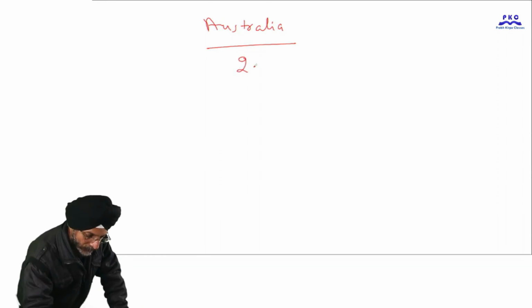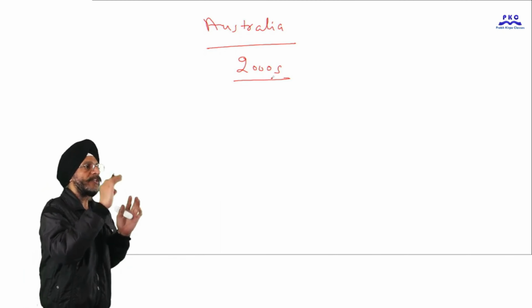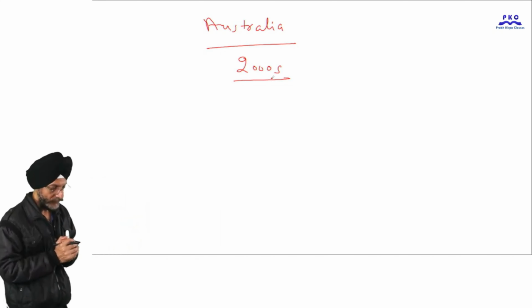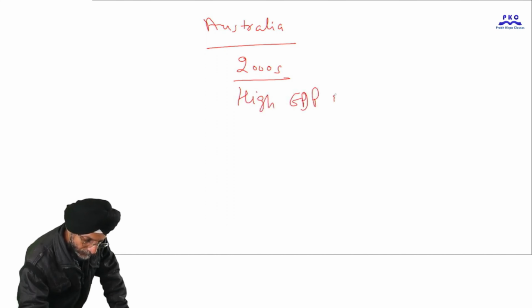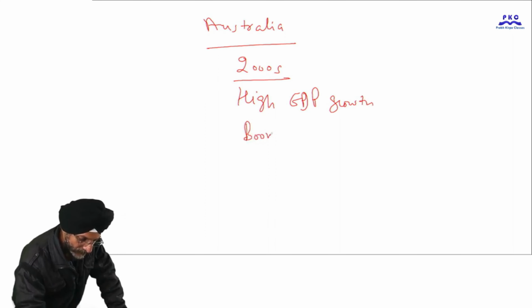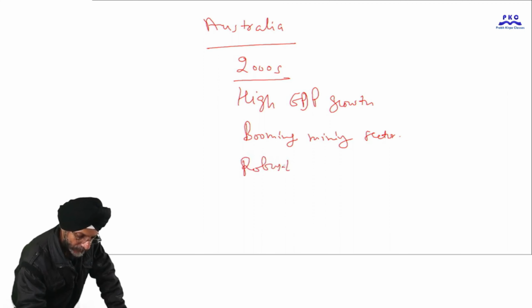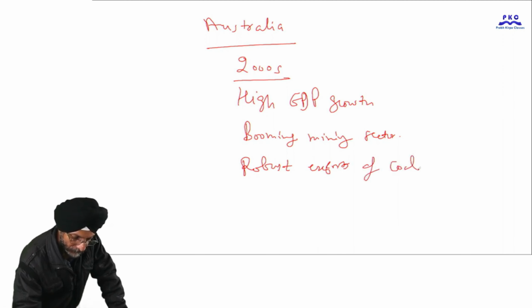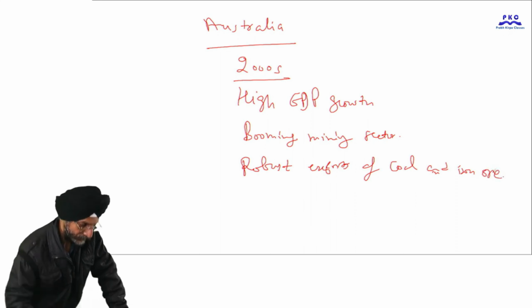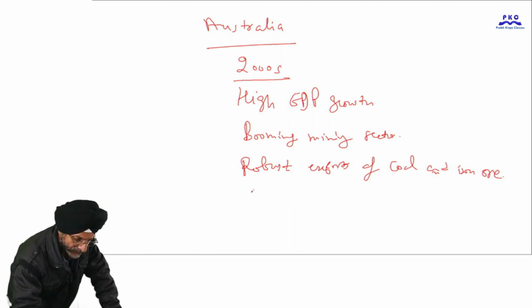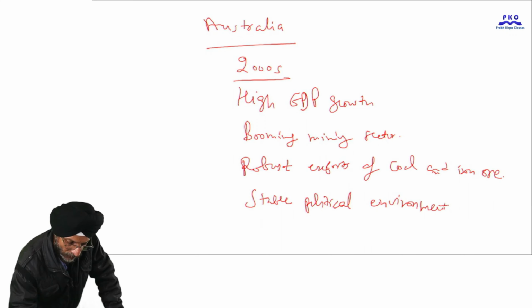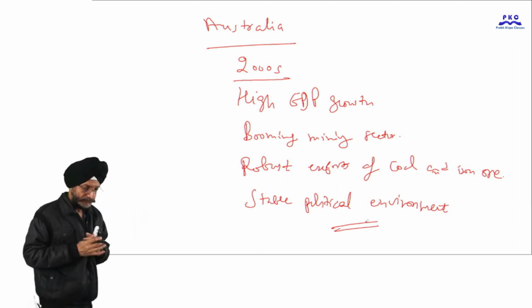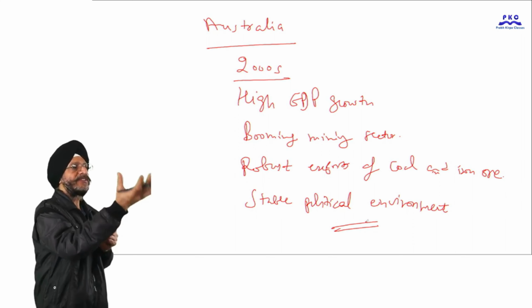During the early 2000s, Australia witnessed currency appreciation against the US dollar because there was high GDP growth, a boom in the mining sector, and robust exports of coal and iron ore. And further, the political environment of that country was stable. So all these factors in Australia in the early 2000s helped in the appreciation of the currency of Australia.